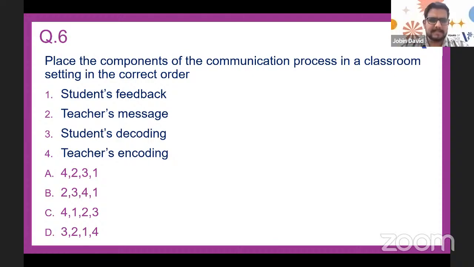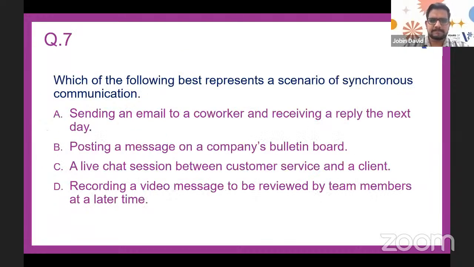Okay, we'll check the answer. It is right. We have 4, 2, 3, 1, exactly what we have said. Teachers' encoding first, then teachers' message, then students' decoding, and then students' feedback. Very good. We are getting answers from our YouTube babies too. They are answering A. All answers are A. So it's very good, a very nice session. We'll go to the next question now.